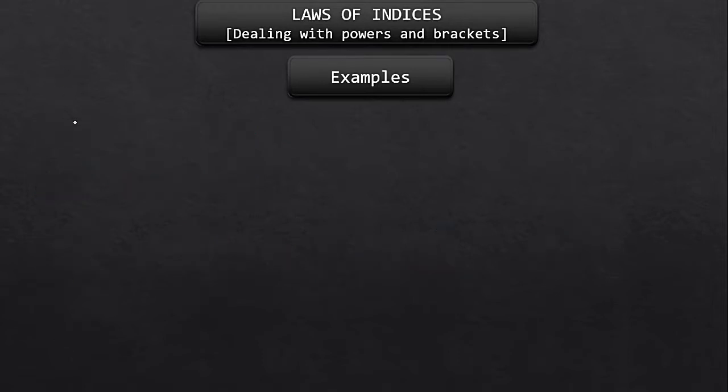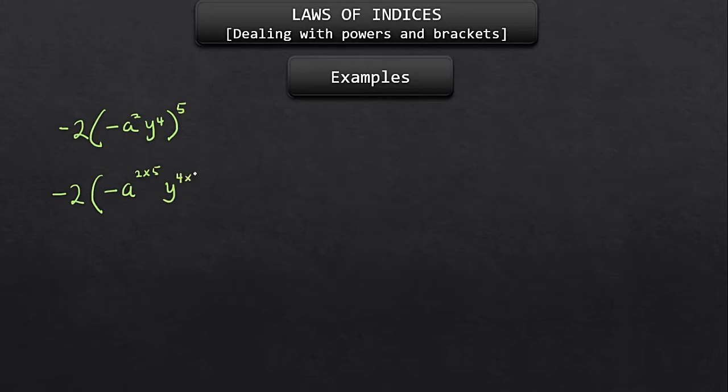So let's take another example. We have minus 2 into minus a squared y raised to power 4, all raised to power 5. So what can we do about this one? When we have something like this with all of it inside the bracket, we are still going to multiply the powers with the power outside. So minus 2 into minus a squared raised to power 5 is a raised to power 2 times 5, and then y raised to power 4 times 5.